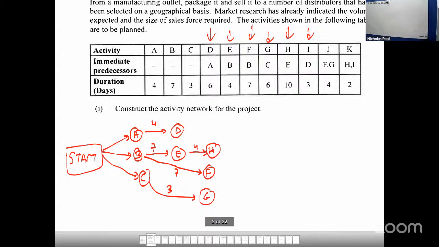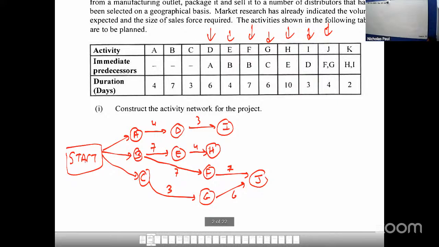D must happen before I happens. So I is 3 days. Now look at J. J depends on F and G. So F and G must happen, right, before J happens. Right? F takes 7 days. And G takes 6 days.